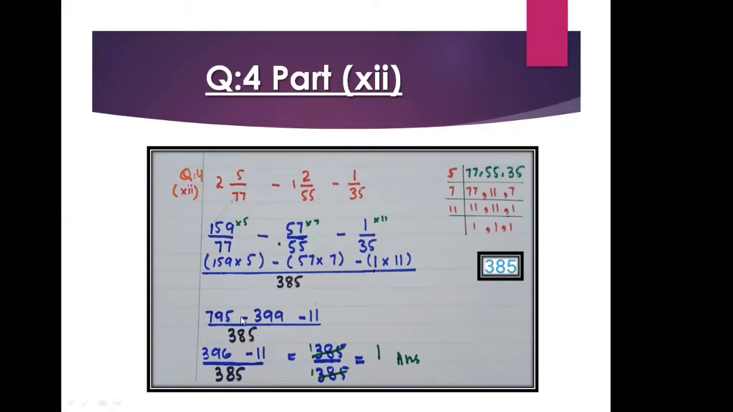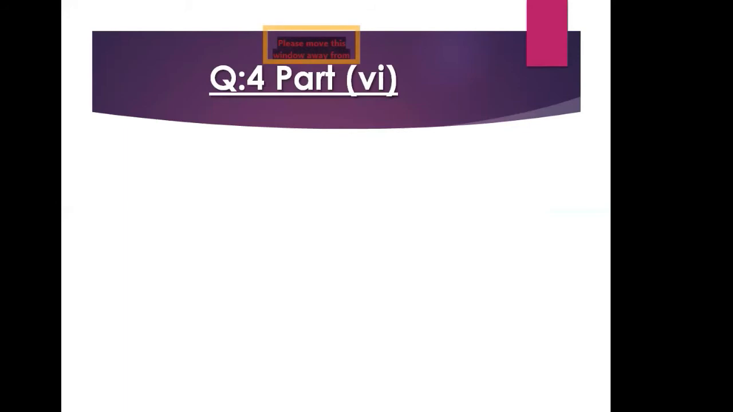First, 795 minus 399 becomes 396. Now 396 minus 11 becomes 385. So 385 over 385, both are the same and divisible by each other. 385 ones are 385 and 385 ones are 385. So the answer is 1. You can do cancellation, you can simplify it more if cancellation is possible. Otherwise, the answer remains the same. Now, question number 4, one more part, that is 6.